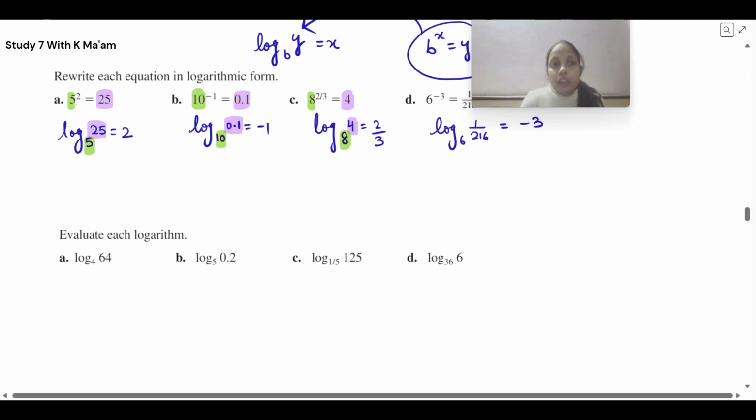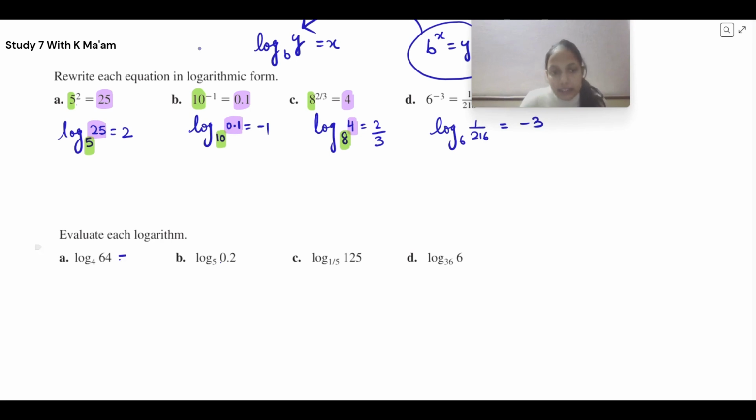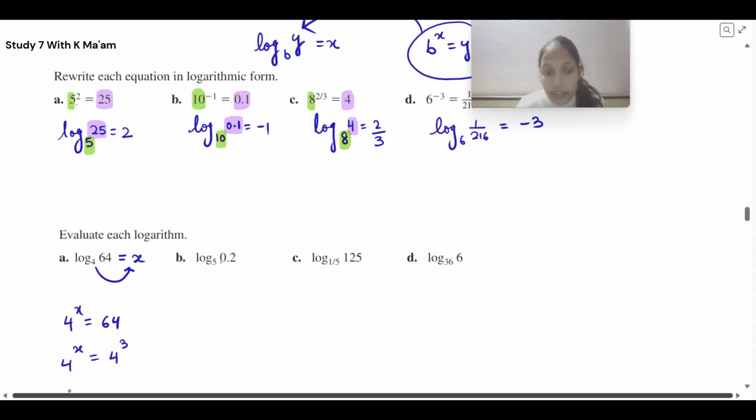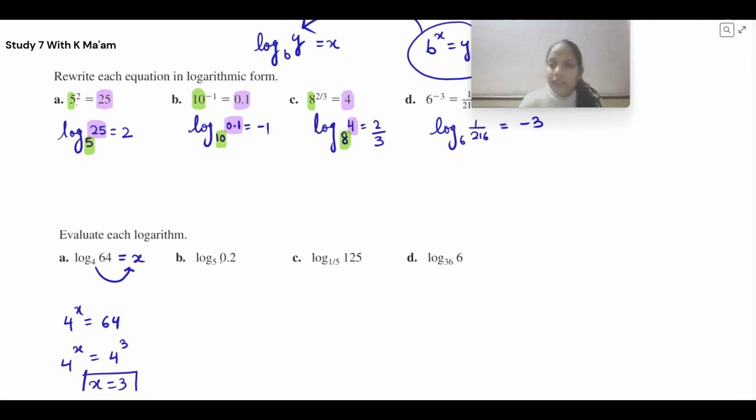Evaluate each logarithm. Before evaluating, suppose this is x. What can I write? 4 power x is 64. 64 can be written as 4 power 3. If this is 4 power x, the base is the same on both sides, so x is equal to 3. You got your answer. So basically what we are doing here is finding the power.